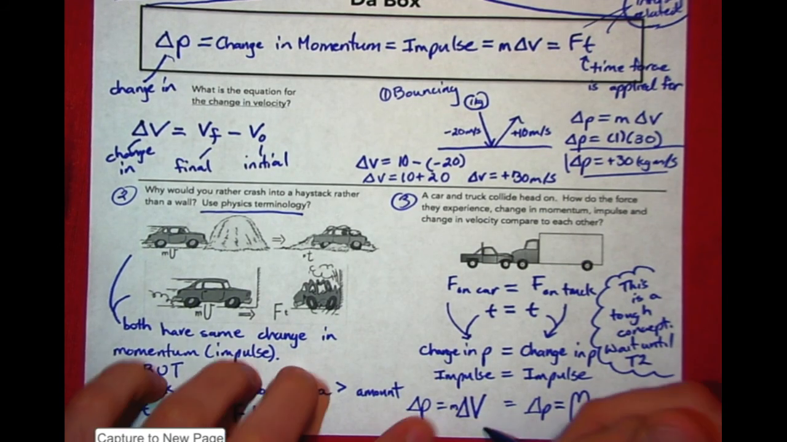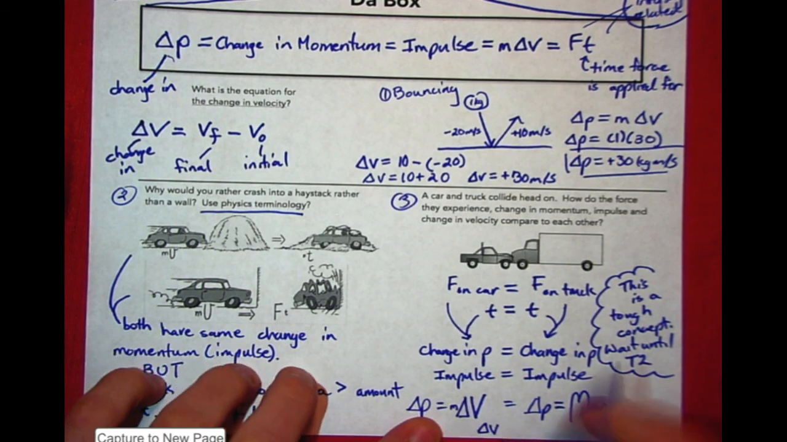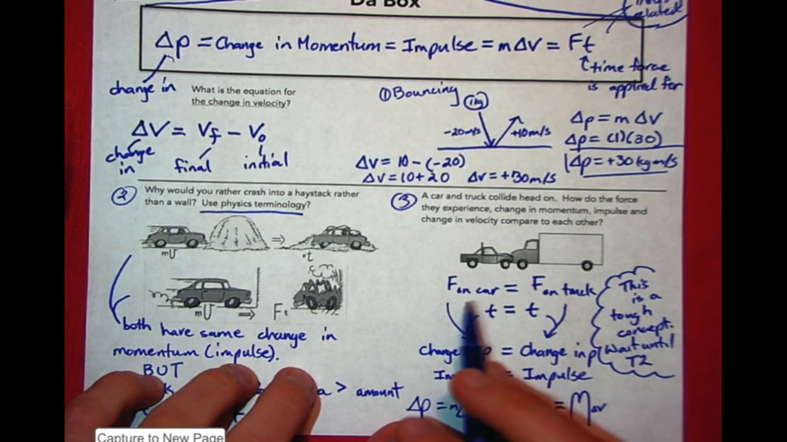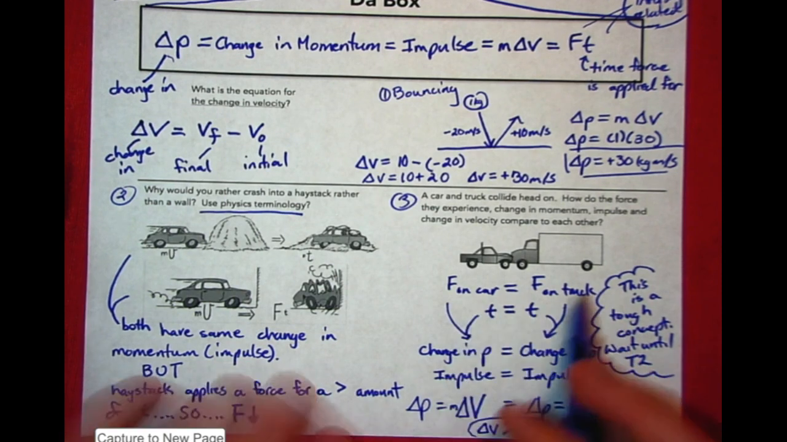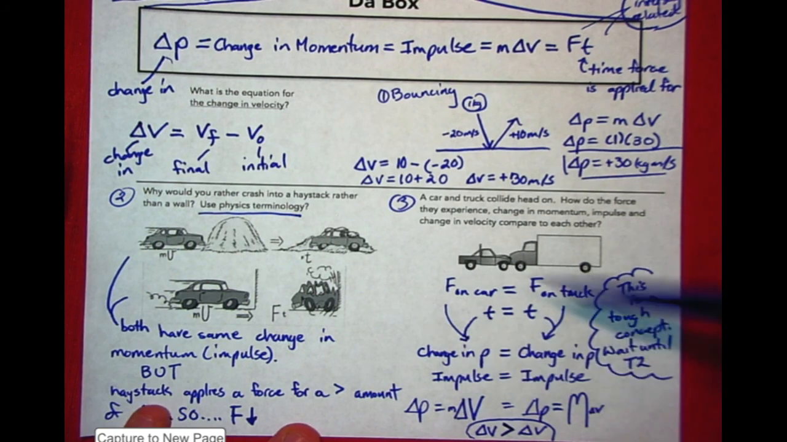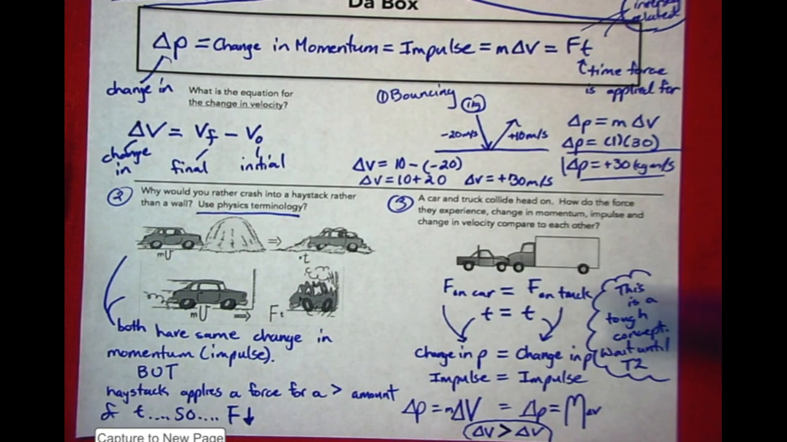All right, so the change in velocity, I know there's not a whole lot of room here, is going to be greater for the car compared to the truck. And really, this is the only difference we have here. Impulse, change in momentum, the force on the car and the force on the truck, these are all going to be equal to each other. And this, right here, is a tough concept to get down. And so we will definitely work with this more and more, especially when we get to target 2.